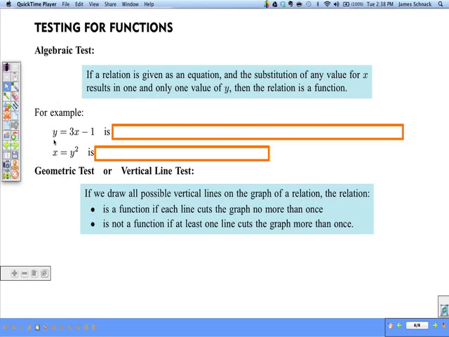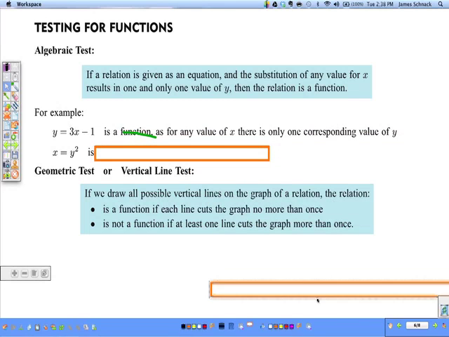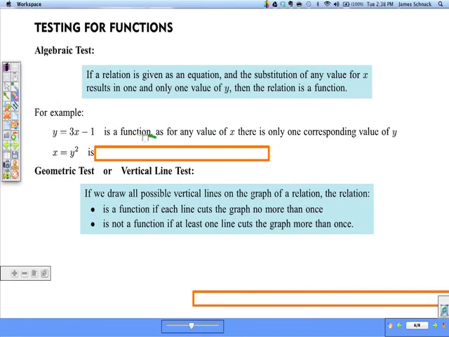So this first one, y equals 3x minus 1. Is that a function? Is there any value I can plug in for x and get two different y's? This one is a function, because no matter what I pick for x, I'll only get one y.